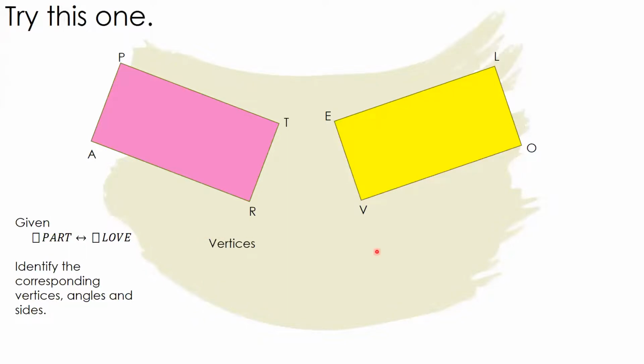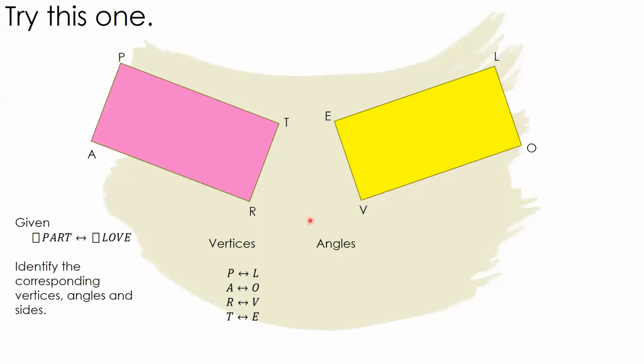When it comes to the vertices, vertex P corresponds to vertex L. Then A corresponds to O, R corresponds to V, and T corresponds to E. As you can see, there is correspondence.